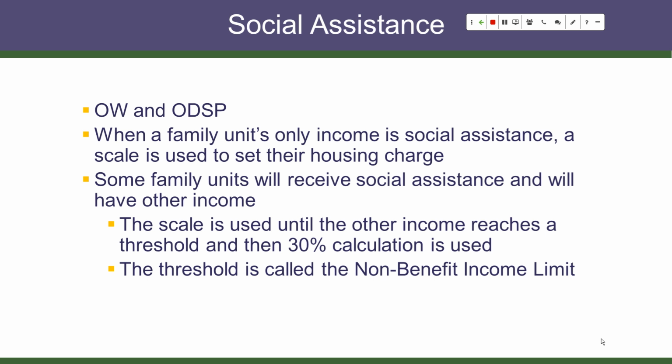We do also have some family units that receive income as well as social assistance. To determine the scale, you would have to look at what their total income is, aside from the Ontario Works cheque and their ODSP cheque, and then see if that is greater or less than the threshold. The threshold is called a non-benefit income limit.